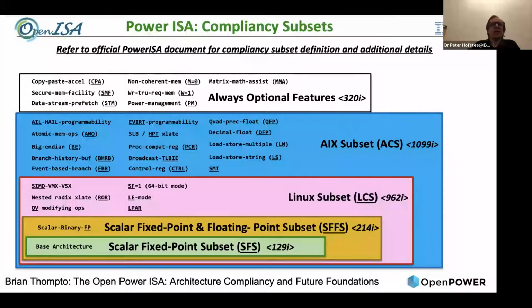And then there are also a number of always optional features. One of the latest ones that we introduced was the matrix math assist on Power 10, which I'll talk about a little bit later. But it is an optional addition to the architecture, so an implementation can always leave it out.